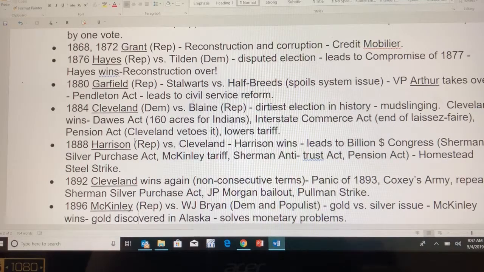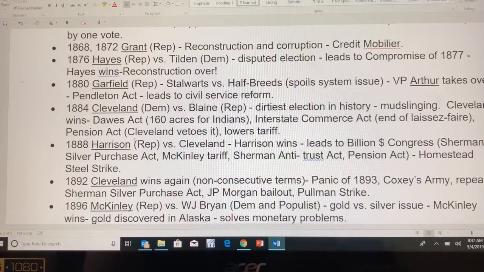This signals to Arthur that we need to do some civil service reform, and this will lead to the Pendleton Civil Service Act that requires anybody that is getting a job in the federal government, from the Postal Service to the IRS agent to the Border Security, to take a test to pass, and they won't be getting the job unless they do well on that test.